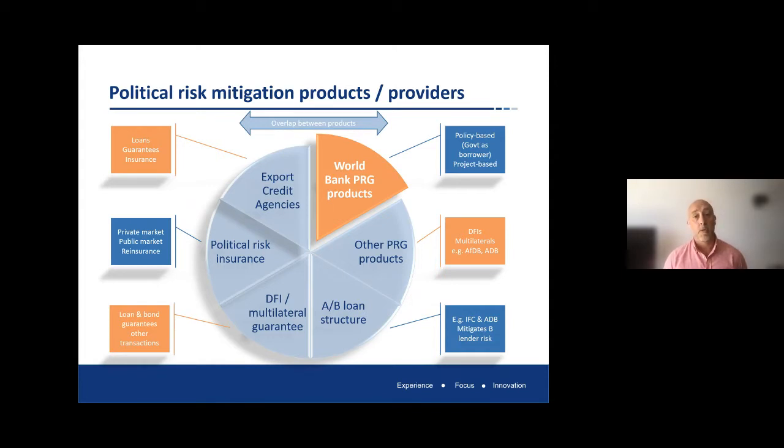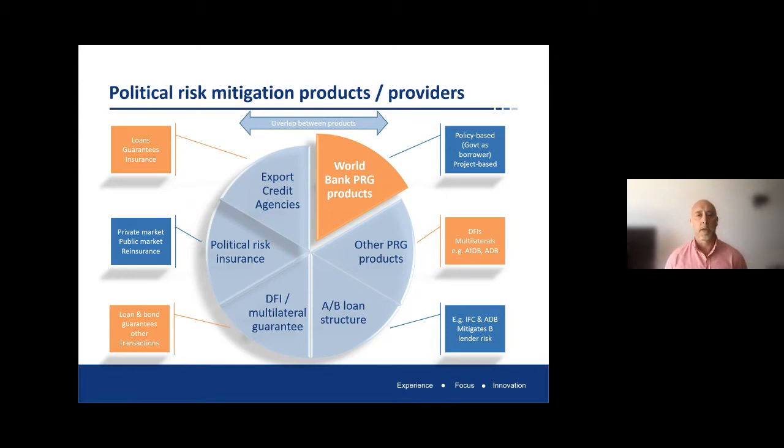But the World Bank Group's not the only entity that offers partial risk guarantee. Other multilaterals and development finance institutions do so. The African Development Bank, for instance, and the Asian Development Bank. Trinity's worked with the African Development Bank on the Lake Turkana wind project in northern Kenya, using the PRG as an example. We also see AB loan structures when it comes to political risk mitigation.